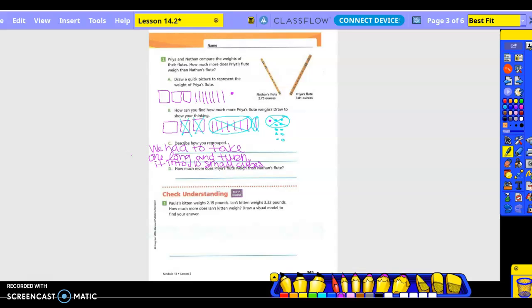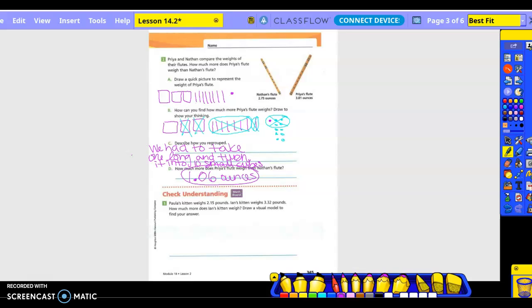How much more does Priya's flute weigh than Nathan's flute? So we're going to go along. Do you have any flats? Yes, so 1 decimal. Do we have any longs? No, so we have to put a 0 there to hold our spot, right? Okay, and then do we have any tenths? I mean, not tenths, hundredths, sorry. 6. So 1 and 600 ounces.